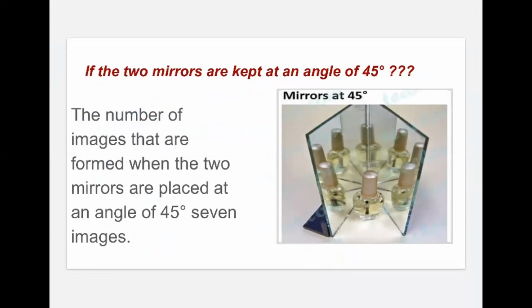What if the two mirrors are inclined at an angle of 45 degrees? Now let us see the answer to this question. This is the object, definitely a nail paint bottle. And now we will see how many images are formed. First image, second image, third image, fourth image, fifth image, sixth image, and seventh image. So a total of 7 images will be formed when the two mirrors are inclined at an angle of 45 degrees.